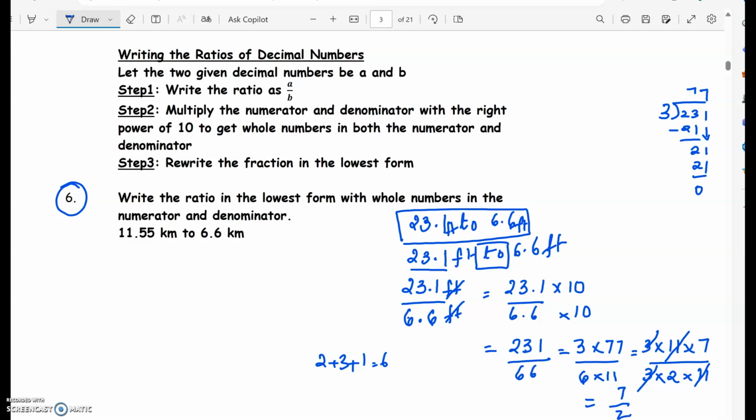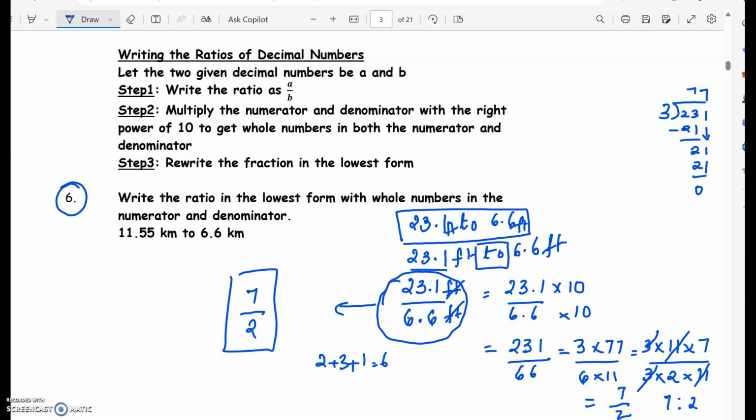Now remember, this is not a fraction, it's a ratio. So the way you're going to read it is 7 to 2, or it's 7 is to 2. So when you see this ratio, it is equivalent to the ratio 7 to 2. The whole number form is much easier to understand than when the ratio is in the decimal form. And that's why if you see a ratio in the decimal form, convert it to the whole number form.